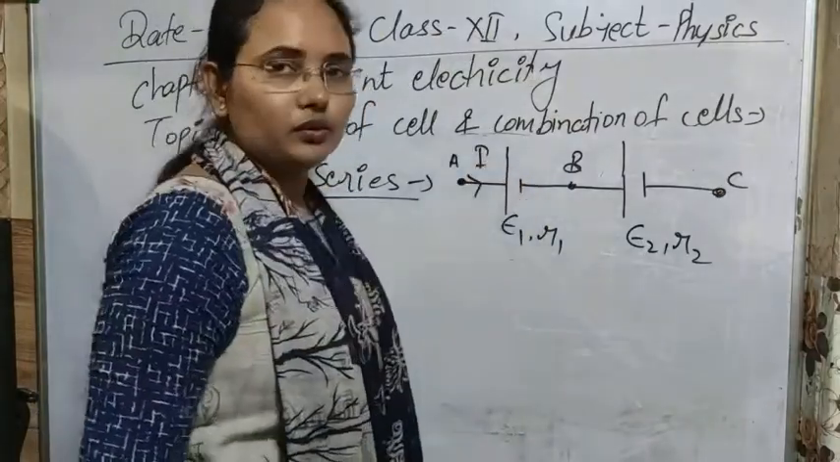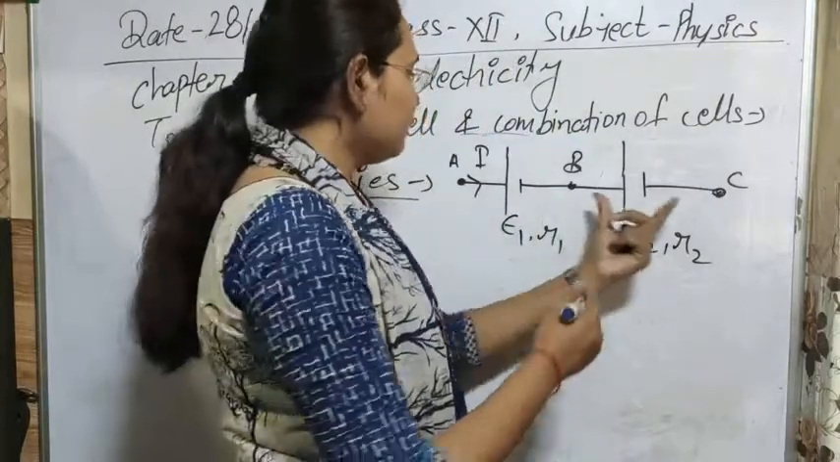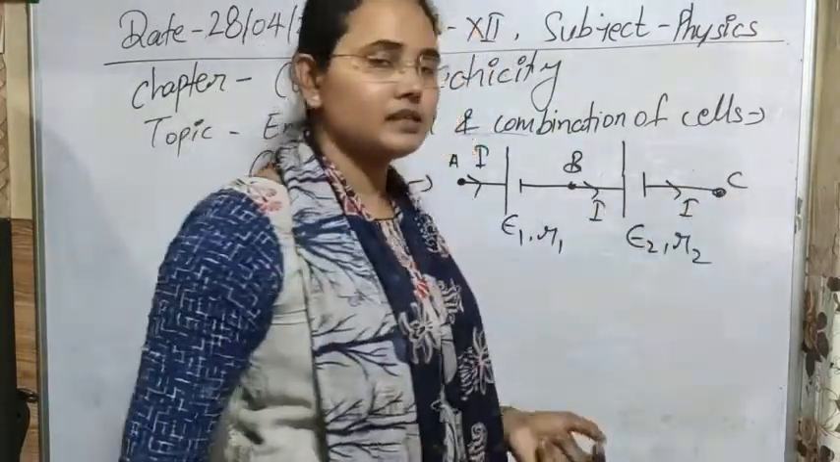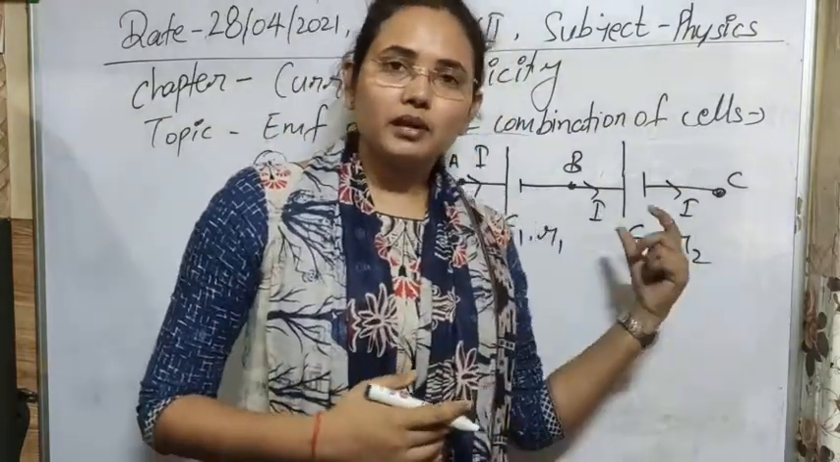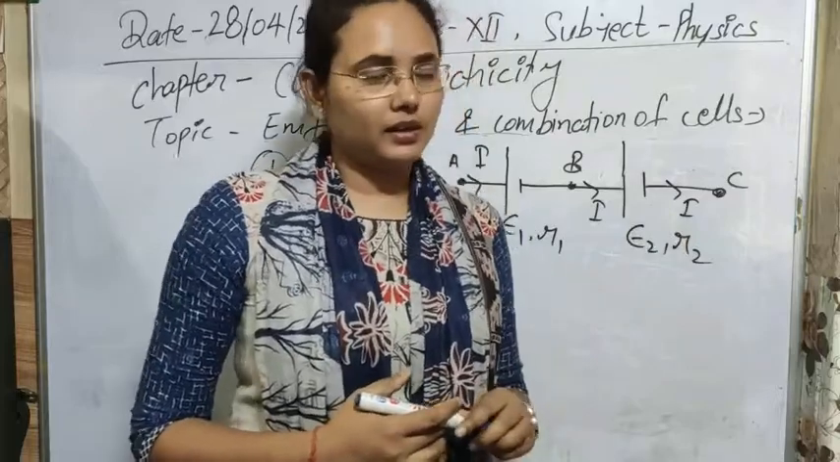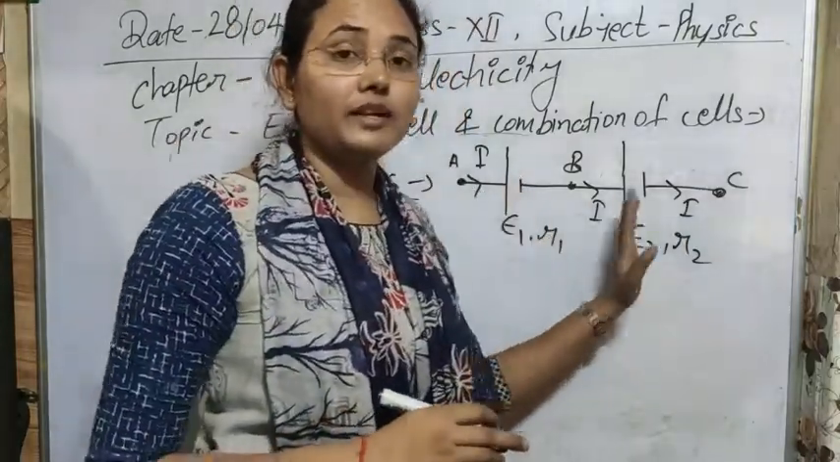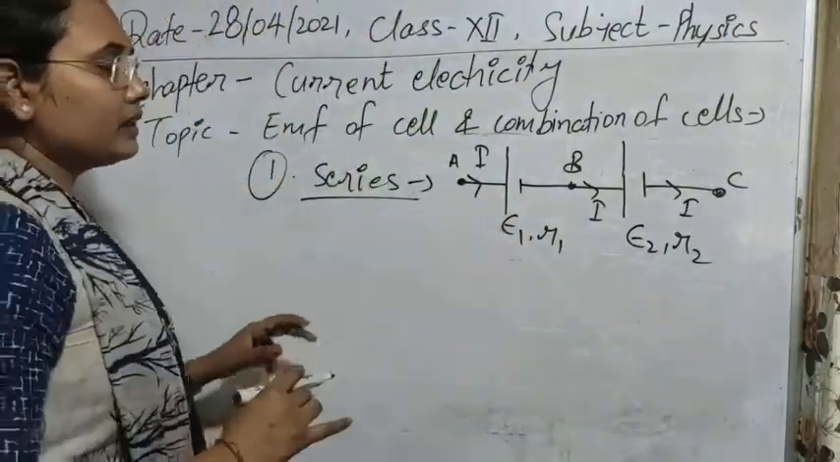So obviously you know that whenever we are connecting some components in series, the current is not facing any junction, so the current is always the same here. The change is in the potential, meaning the terminal potential that you calculate here will be different on both of the cells. So let's see what the combination will be.